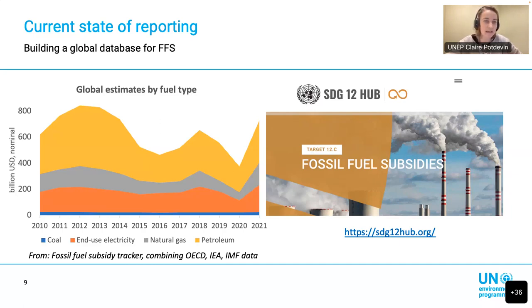I should mention that the global estimates by fuel type that I indicated are taken from a really useful platform that is managed by the OECD and IISD, the International Institute for Sustainable Development, that combines the existing sources on fossil fuel subsidies. The idea here is that progressively, as national databases on fossil fuel subsidies build up and as the reporting on this SDG improves, we will replace these global estimates from international organization sources with national level data.